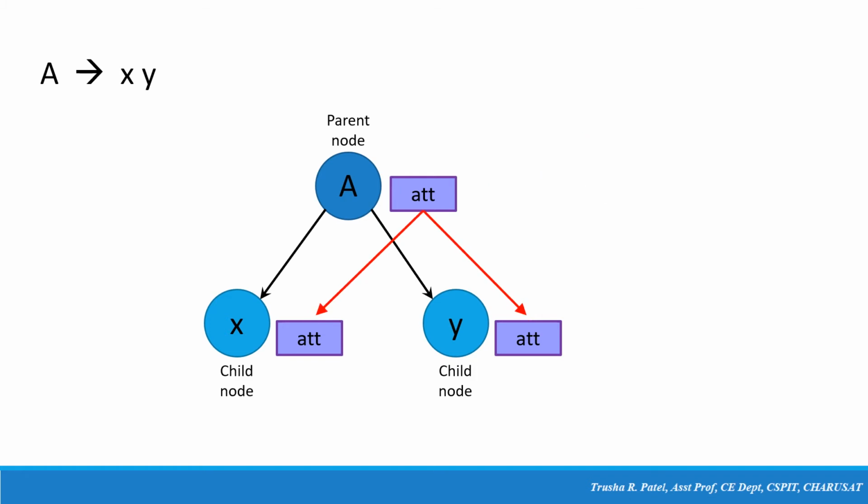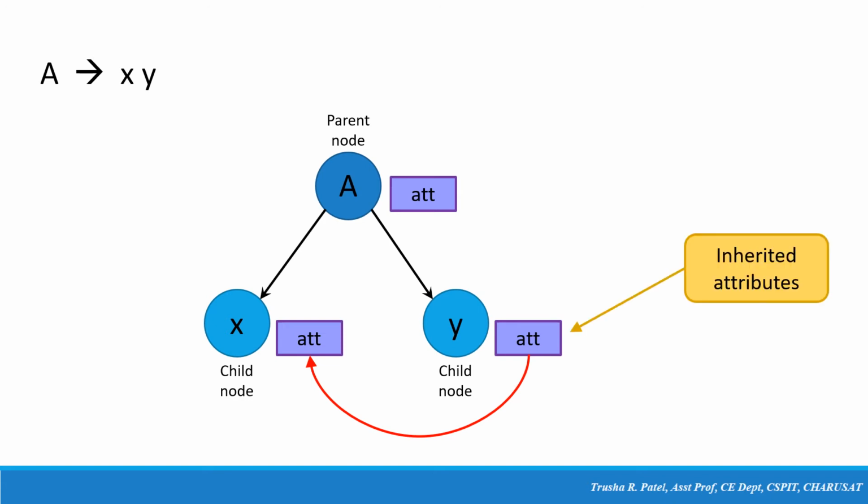Or the scenario is different if the value of the X attribute and the value of the Y attribute is calculated from the attribute value of capital A. Means the attribute of the child is calculated from the attribute of the parent, then the attributes of X and Y are called inherited attributes. Another scenario is that the attribute value of Y is calculated from the attribute value of X. So here X and Y are siblings of each other. So in that case also the attribute of Y is called the inherited attribute.